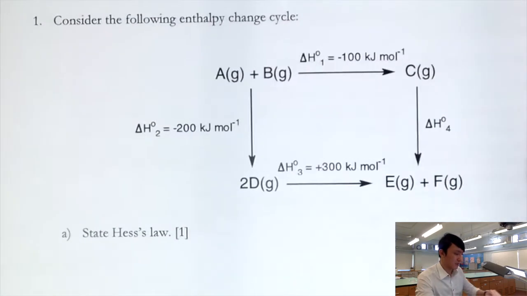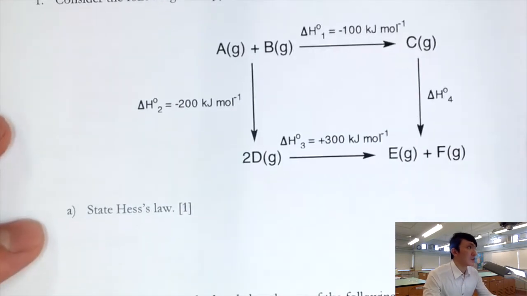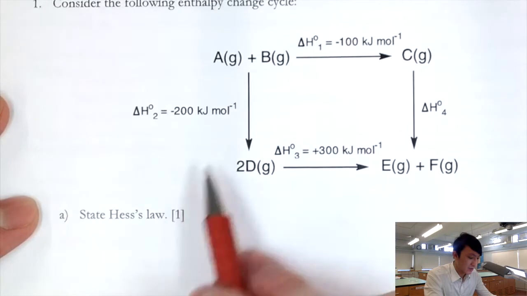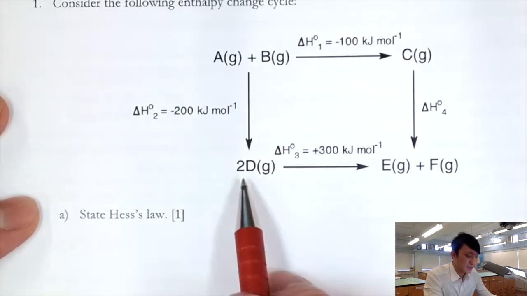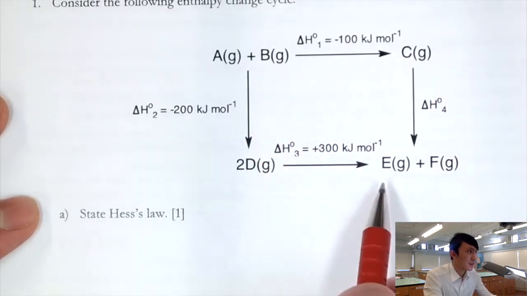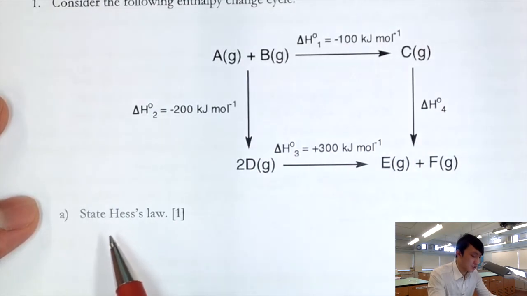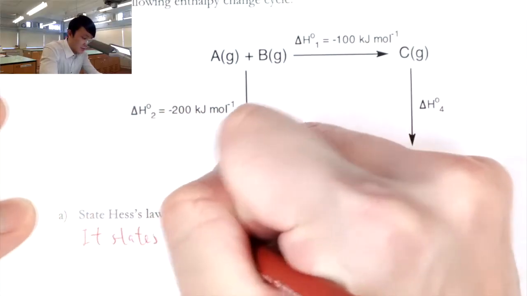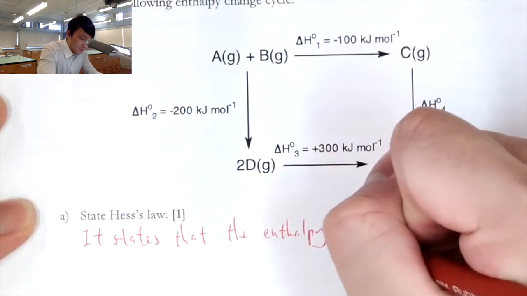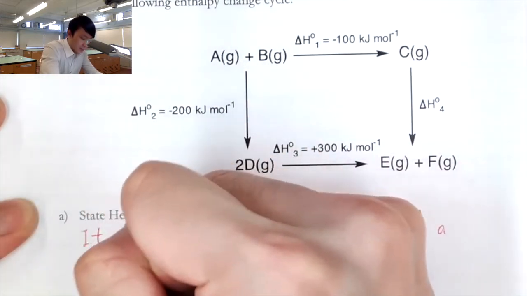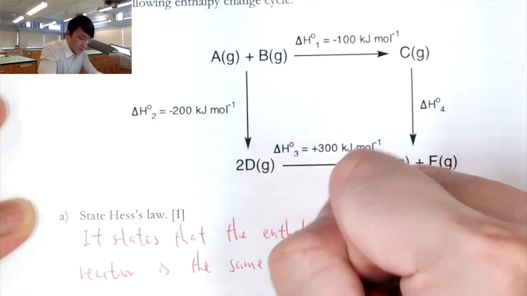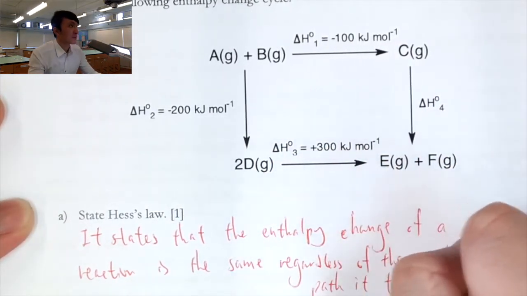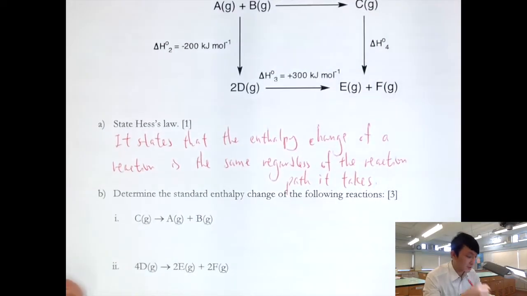Okay, so let's have a look. The main reaction is A plus B forming C, and it has another step, and it forms a cycle, all right? Now here, A, state Hess's law. So Hess's law states that the enthalpy change of a reaction is the same regardless of the reaction path it takes. Okay? You can refer to my notes easily.